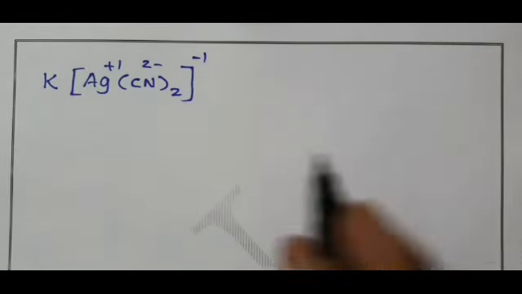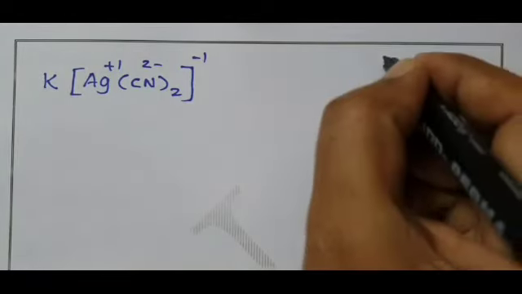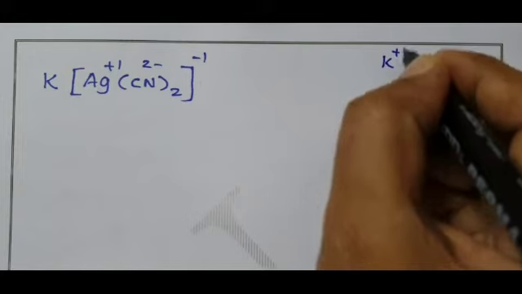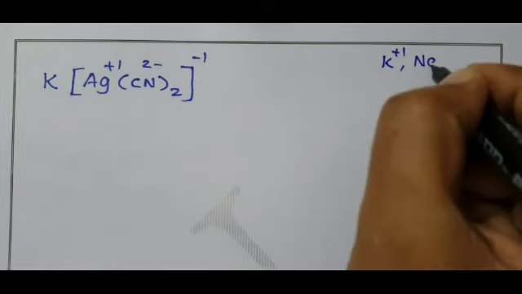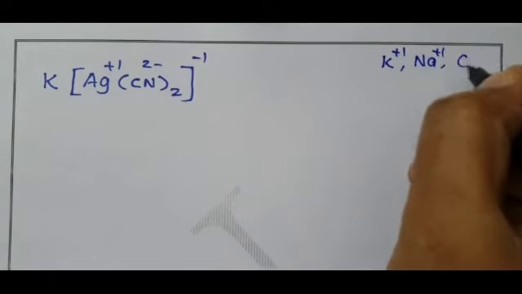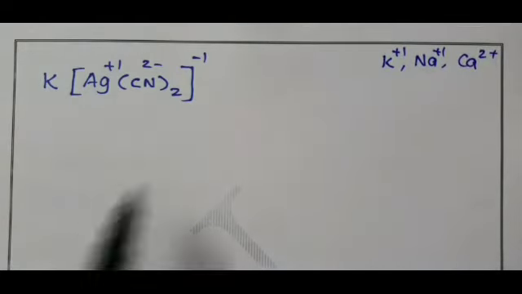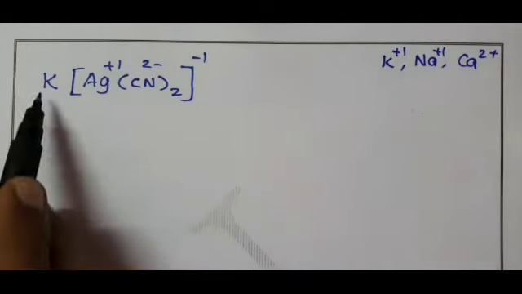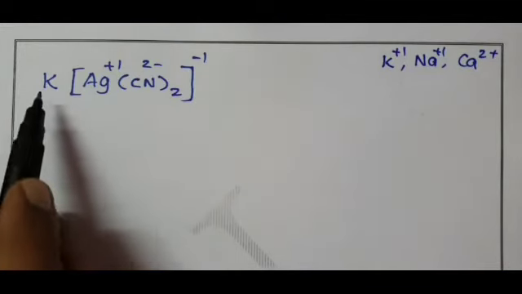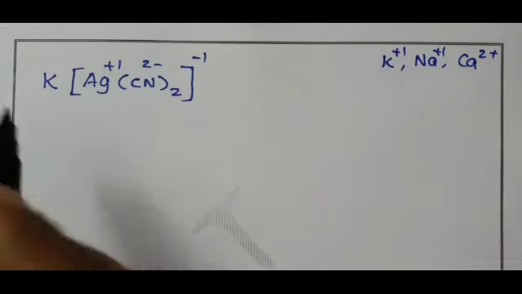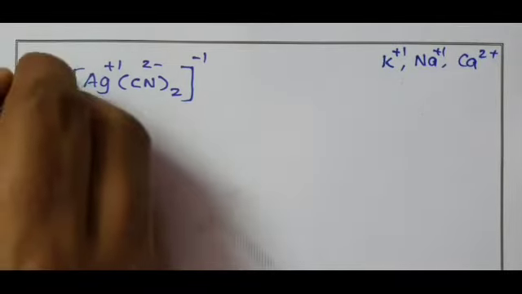You can use counter ions like K plus, an alkali metal, sodium plus, an alkali metal, or from the alkaline earth metals, calcium 2 plus. These are the counter ions used with the anionic complex. Potassium, 1 plus.